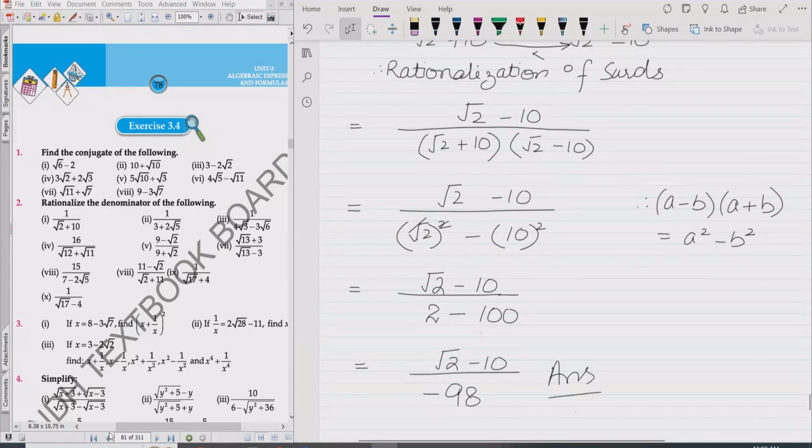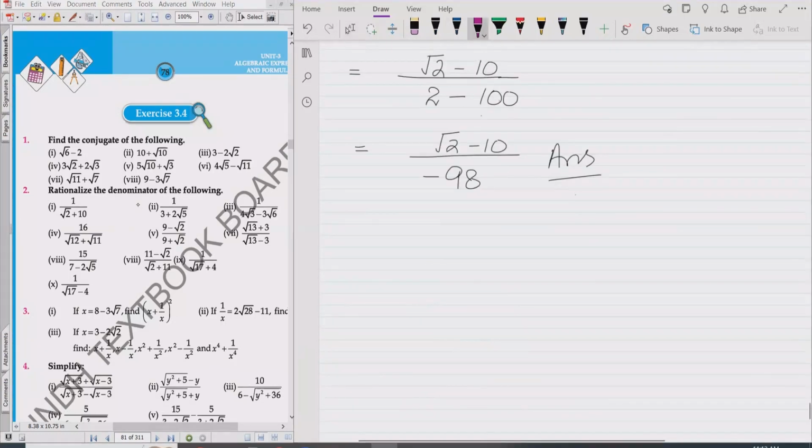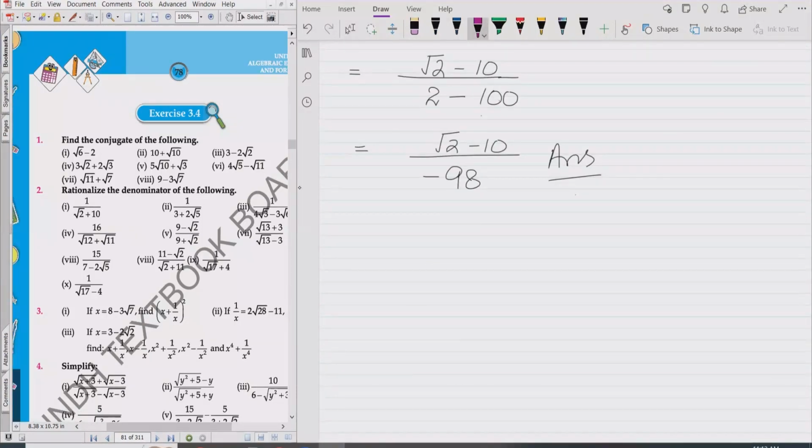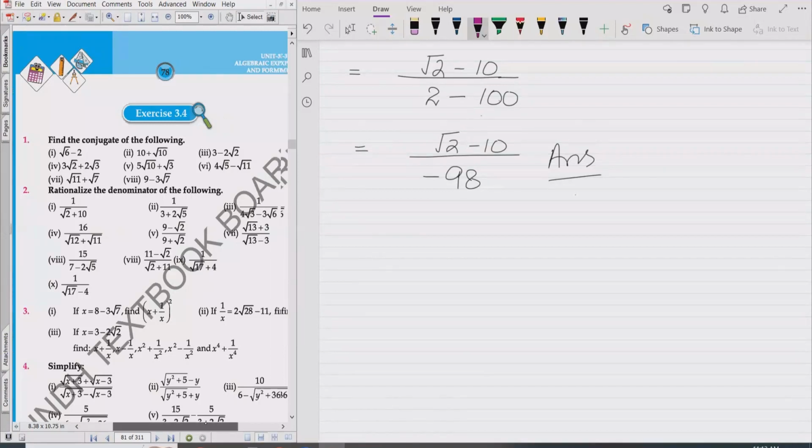I hope you understand this method. Okay, now we have another question. This question is similar to the above question, question number 1. So we will skip this question and now we will solve question number 3.